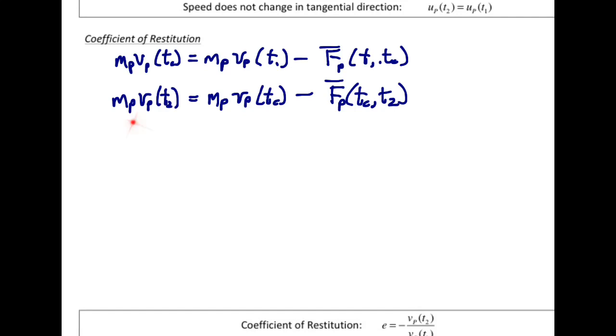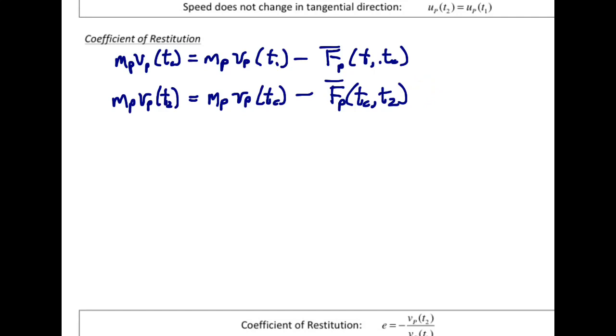So now we still have our variable that we want to get, which is our speed of P in the normal direction at time 2. But by adding another impulse momentum equation, we've now introduced more unknowns or more variables that we need to solve for.